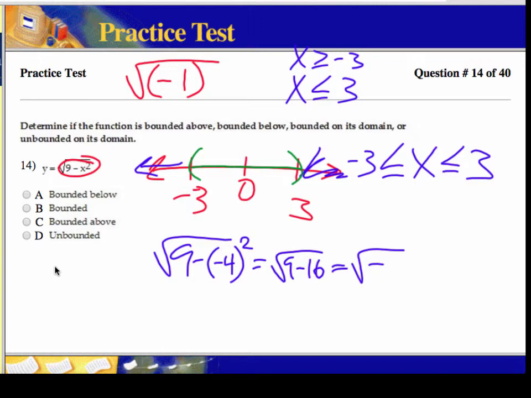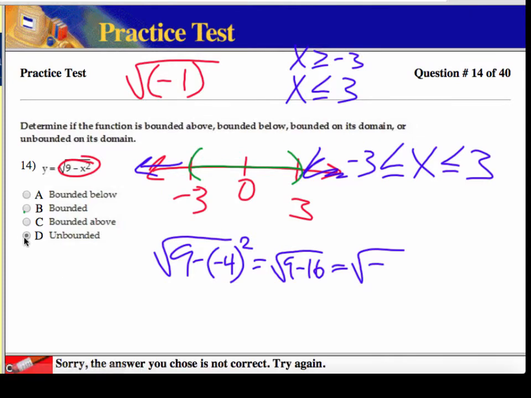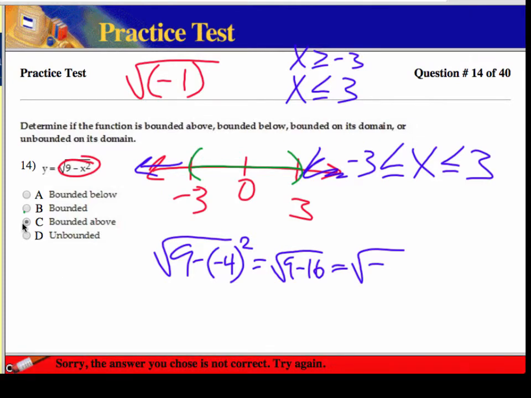Is it bounded from above or below? Okay, it's just bounded. Well, let's see. You tell me what to push. Bounded. Is it unbounded? No, it's not unbounded. It's bounded from above, but it's also bounded from below. It's just bounded. So it's just bounded, right?